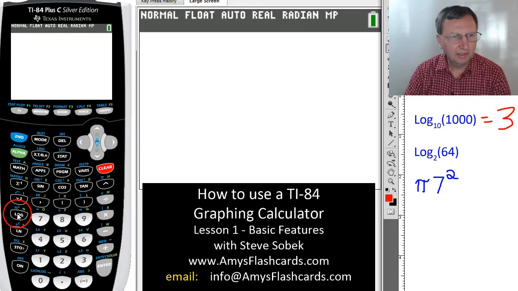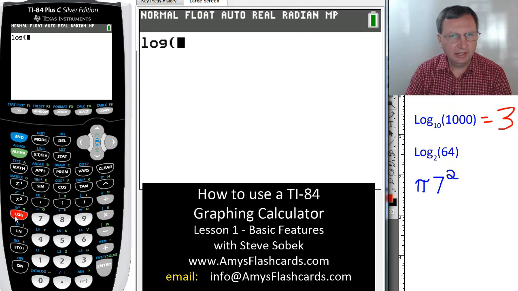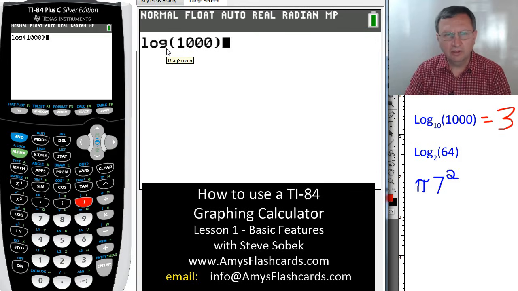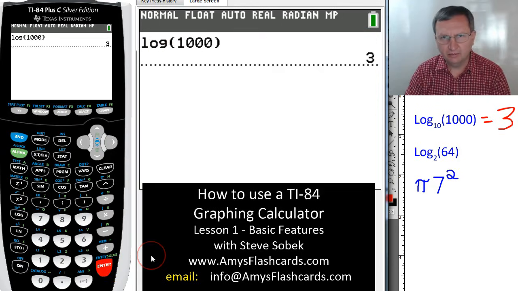All right. Now, how to make the calculator evaluate that? Well, here's the log button right here. We notice that there is no base indicated on this button, but if we hit that and type in 1,000, that is base 10. It doesn't show the base. Bases are usually written here, but just like your teacher, whenever he uses base 10, he omits the 10, because when you omit the base, it means base 10. And hit the enter key, and we get the 3.